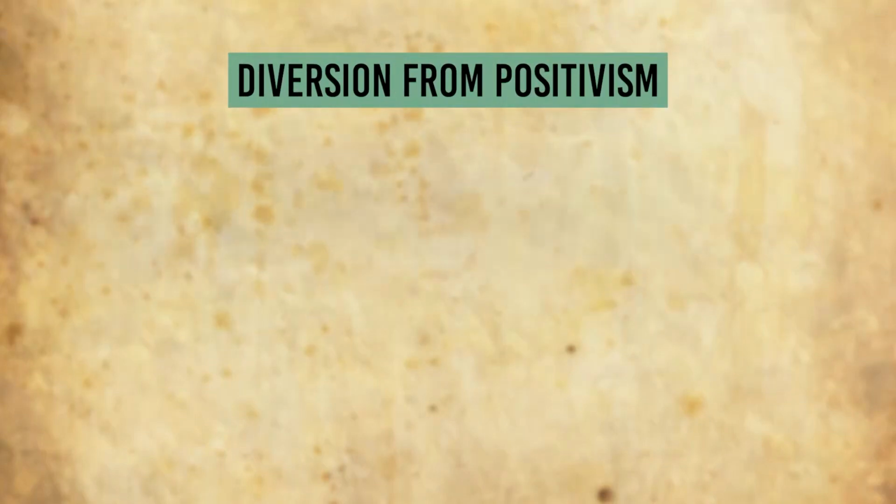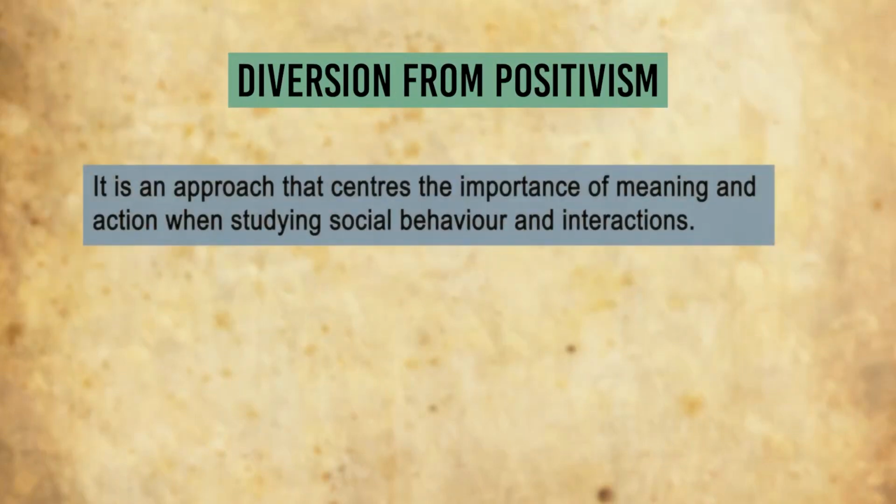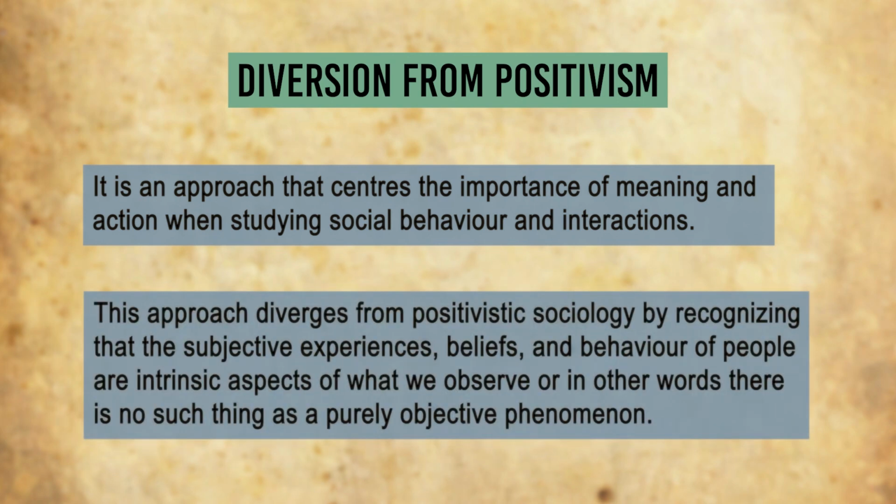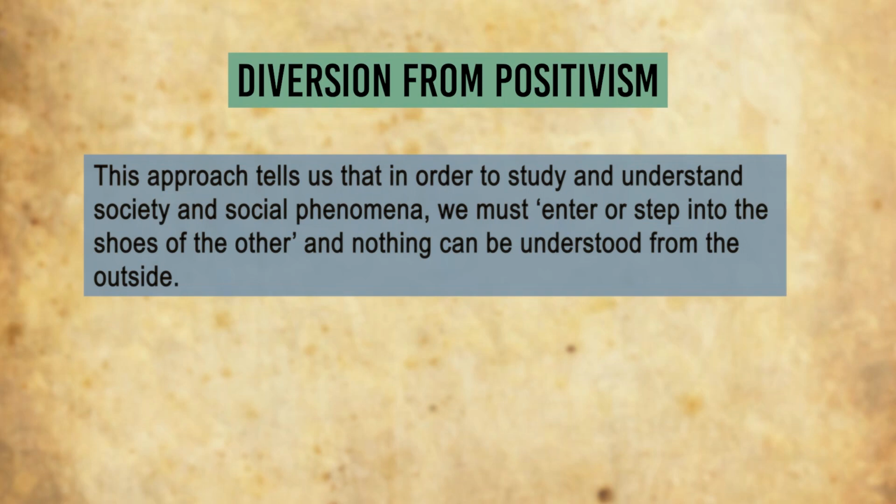Diversion from positivism. It is an approach that centers the importance of meaning and action when studying social behavior and interactions. This approach diverges from positivistic sociology by recognizing that the subjective experiences, beliefs, and behaviors of people are intrinsic aspects of what we observe. In other words, there is no such thing as a purely objective phenomenon. In simple words, the approach tells us that in order to study and understand society and social phenomena, we must step into their shoes and understand from the inside.